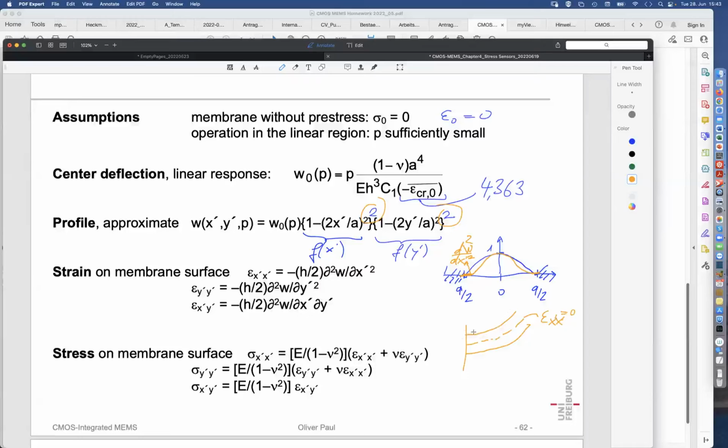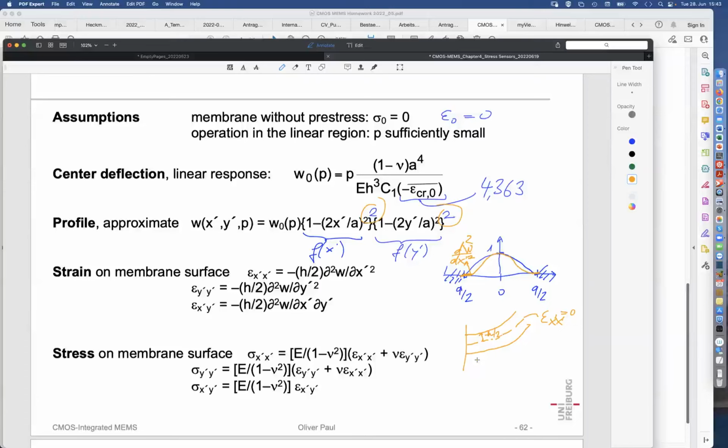However, on the surface, of course, there is a compression under this positive curvature. And that compression is given by the second derivative multiplied by h half. H half is half the thickness of the membrane. There's another half below the neutral plane. And that is easily seen.